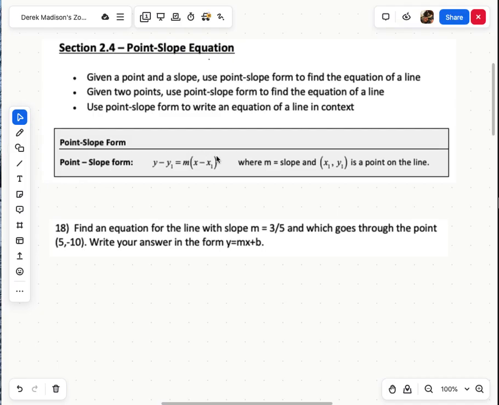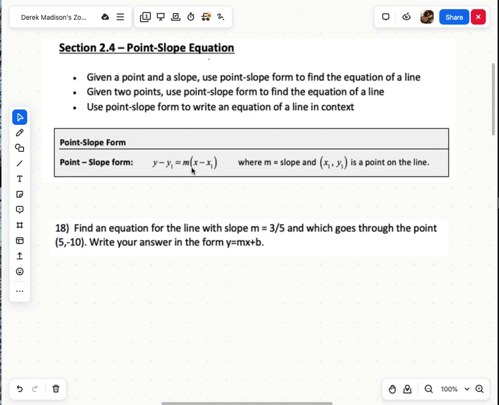And frequently we do not leave the equation in this form. We often distribute the m through and incorporate this y1 over to this side, and we end up in slope-intercept form at the end. So this one is often more of a way to get to slope-intercept than an ending spot for itself.